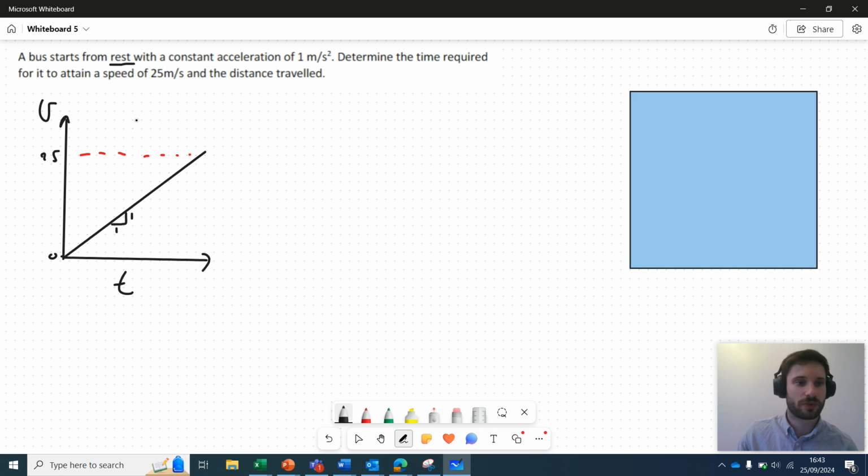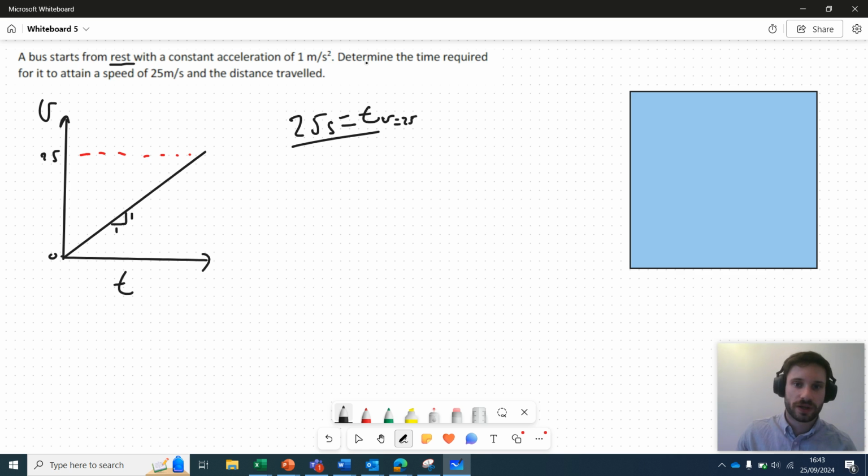It's asking, determine the time required for it to attain a speed of 25 meters per second. I don't feel like I need to write out a calculation here. I'm just going to say it's going to take 25 seconds. Makes sense. Let's say 25 seconds equals time, or time taken, or I could even describe it as time at v equals 25, something like that. I'm using the subscript here.